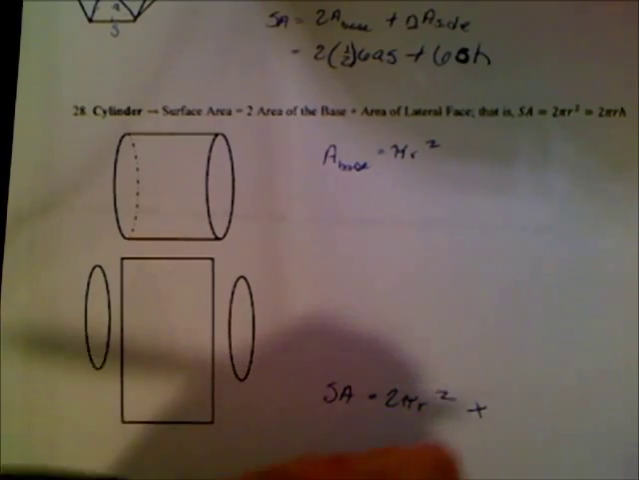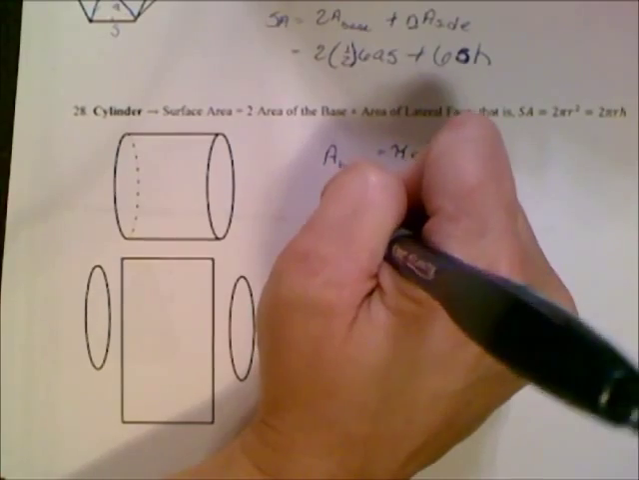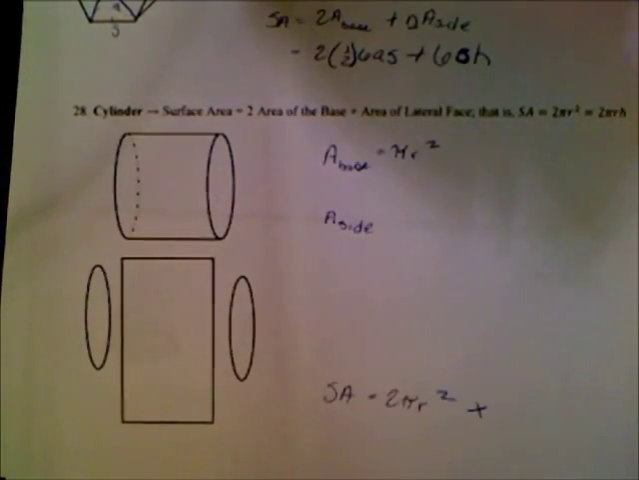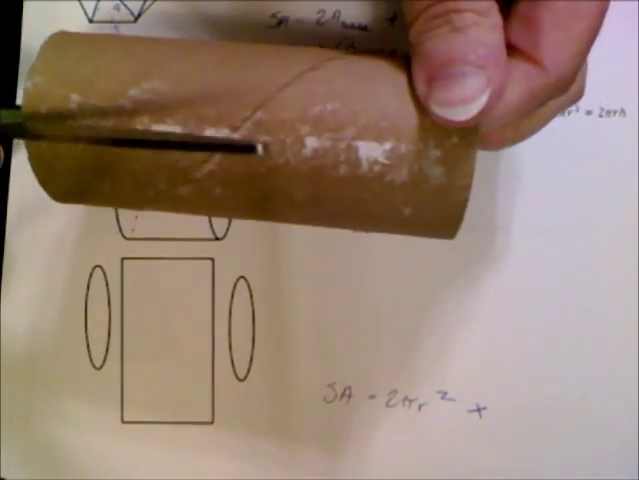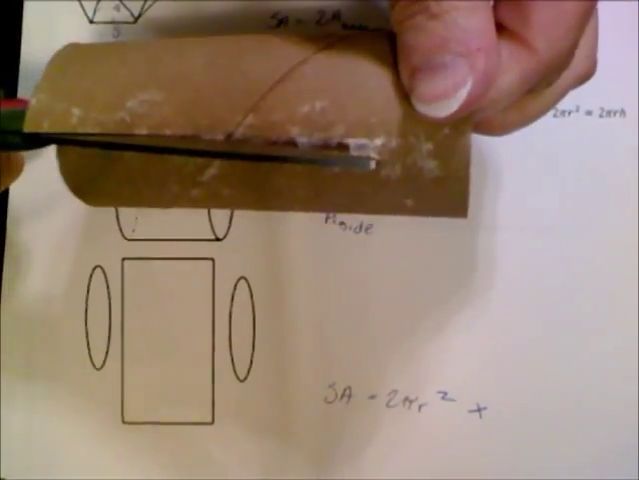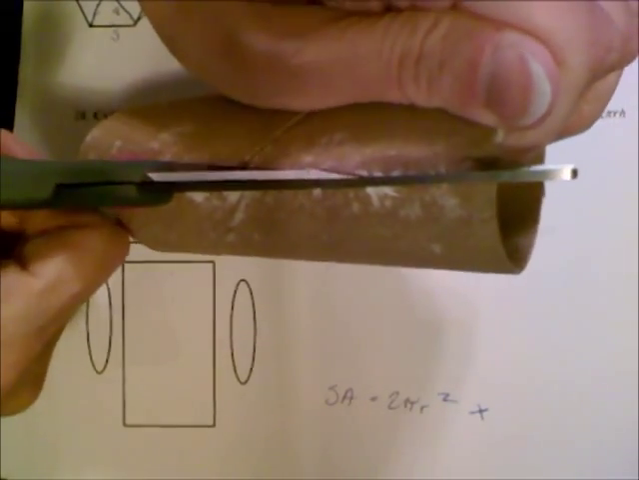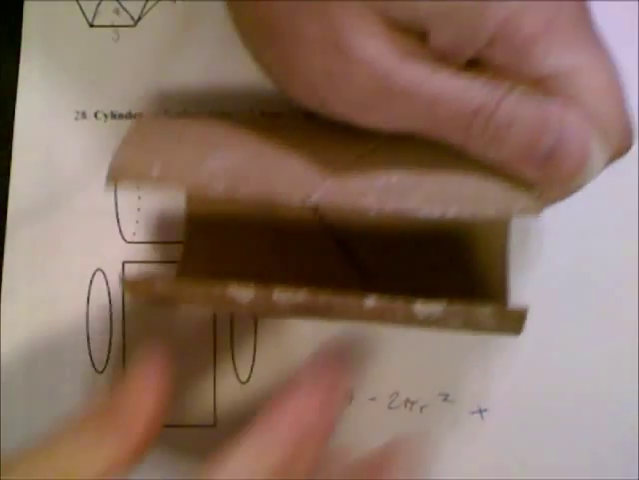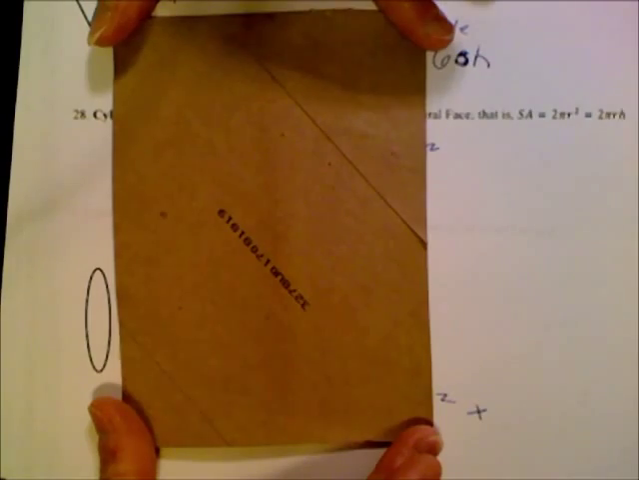Plus, again, the area of the side. The area of the side, or the lateral face. The side is the lateral face. Now, how do I find that out? Well, I'm going to take this toilet paper roll, and I'm going to cut it, and unroll it. And what shape do I have now? I have a rectangle.